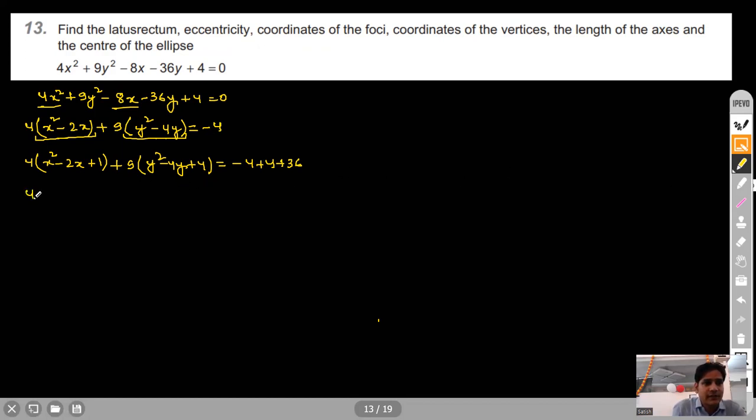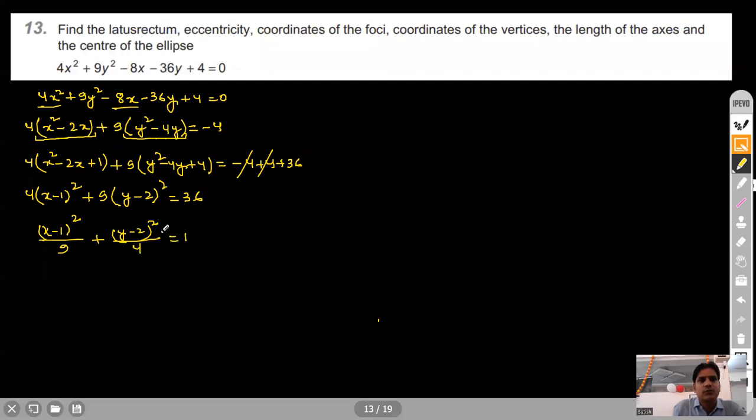Now, if you observe here, it becomes 4 times x minus 1 whole squared plus 9 into y minus 2 whole squared, and that will be equal to this. Plus 4 minus 4 will get cancelled out. This will be 36 only. Now divide both sides by 36. What we will get is x minus 1 whole square upon 9 plus y minus 2 whole square upon 4 equals 1. So from this equation, we have changed the form of the ellipse and got the standard form.